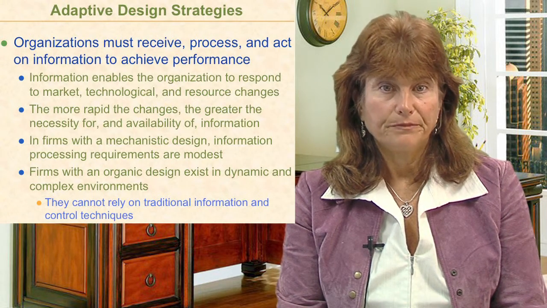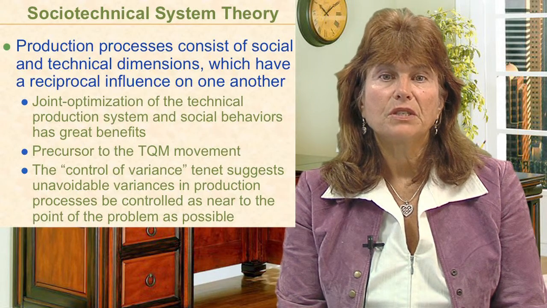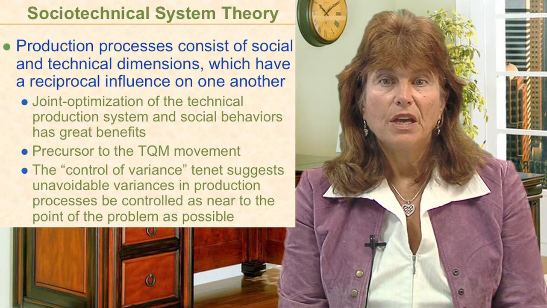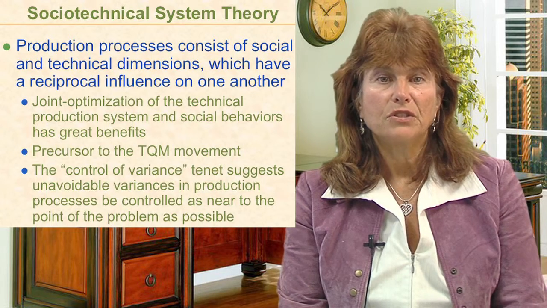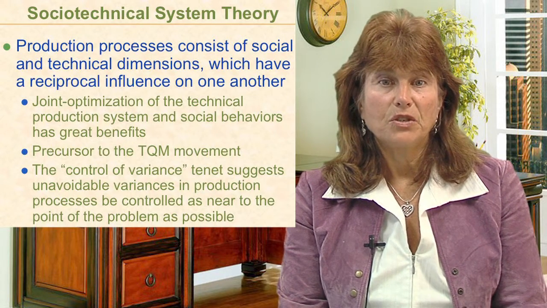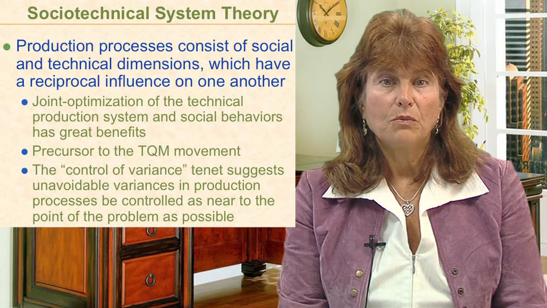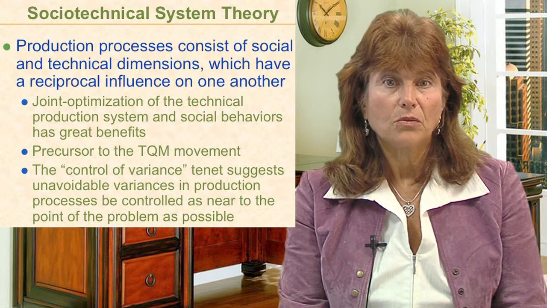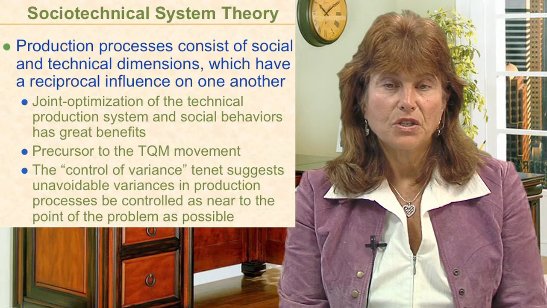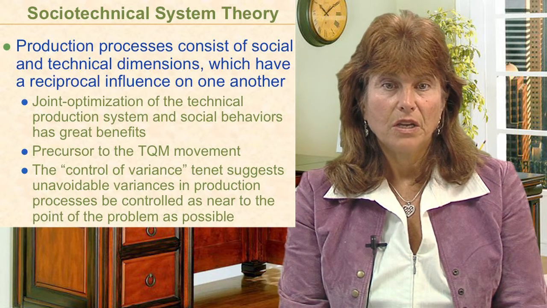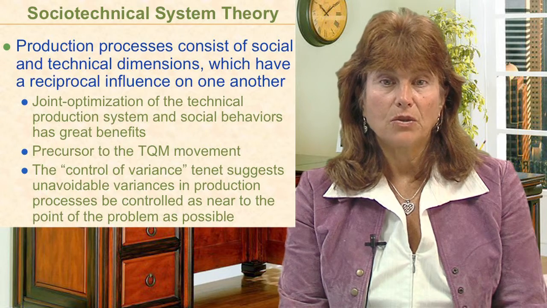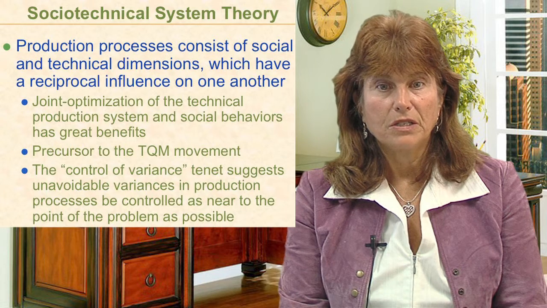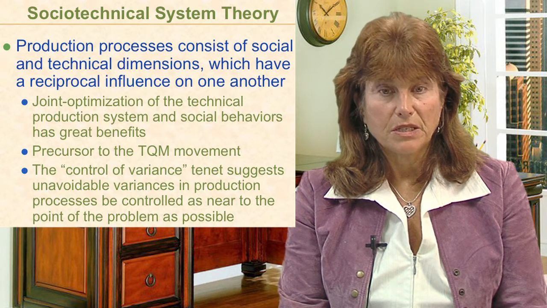In terms of Sociotechnical Systems Theory, production processes are a combination of social and technical dimensions, and they have a reciprocating influence on one another. So we have more optimization both on the technical and social behaviors when we have a system that takes a look at the technical aspects in the organization and the behavior and social needs of the people involved. This has led also to the idea about total quality management, where we look at having zero defects, controlling variances in the product, and trying to be as consistent as possible in what we do.